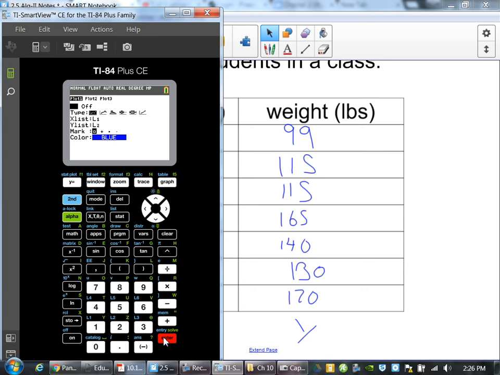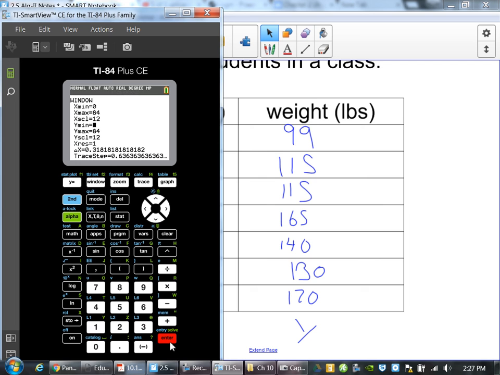Now, for all of these different scatter plots and lists, you have to adjust your windows. Just like we did a second ago, we created some sort of a scale for our scatter plot. We chose our x minimum at 0. Our x maximum was 84. And then we went by each marking, by 12 inches. That's what X scale stands for.